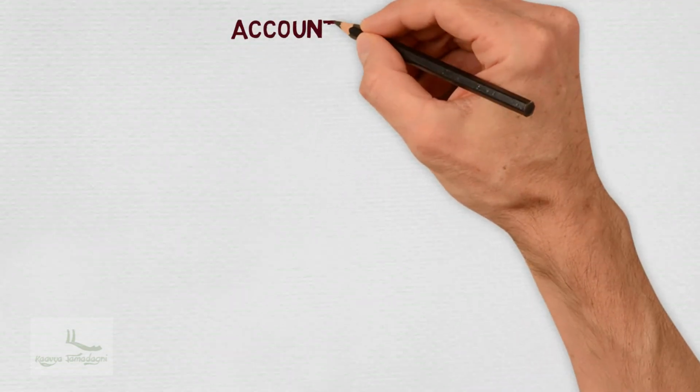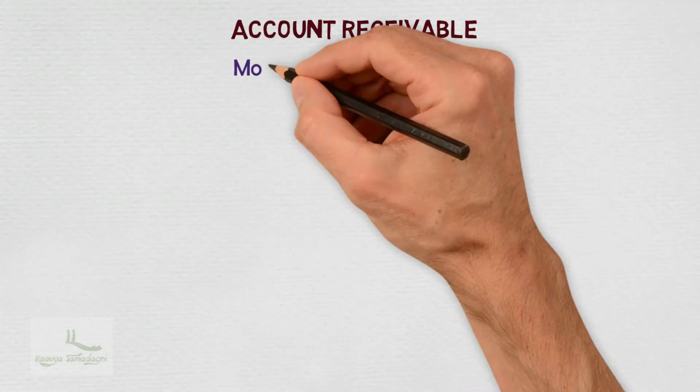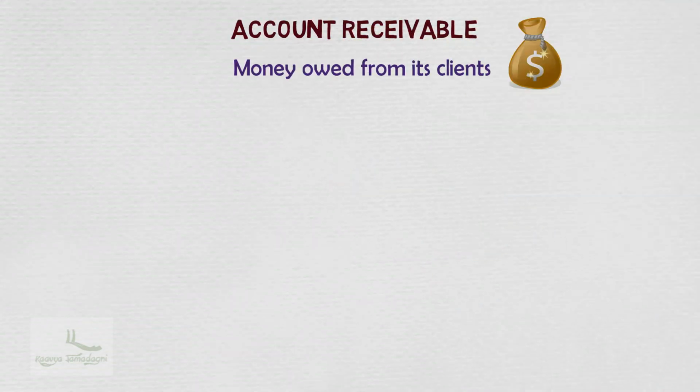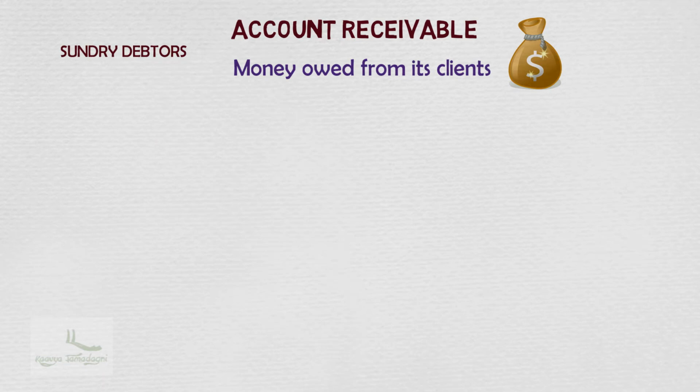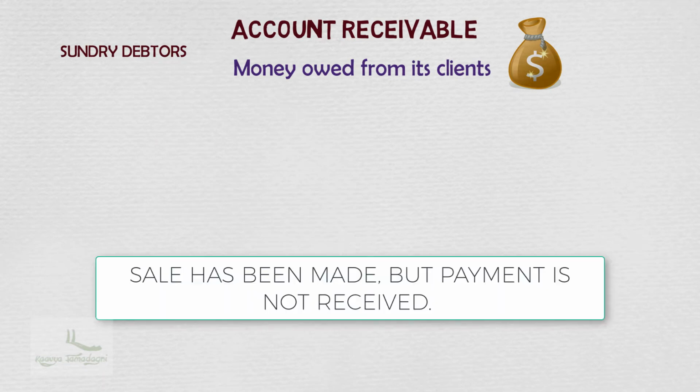Account receivable refers to the outstanding invoices a company has, or the money it is owed from its clients. Sometimes the account receivable GL account is also called sundry debtors. If a company has receivables, then they have made a sale but have not yet collected the money from the purchaser, that is, the customer.